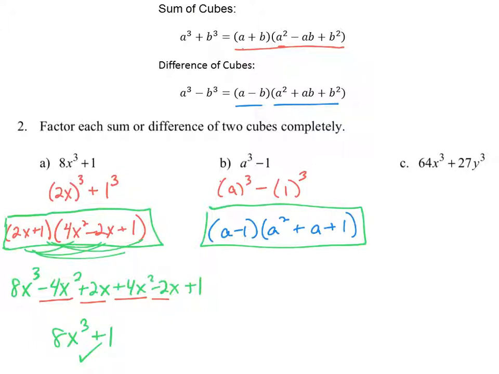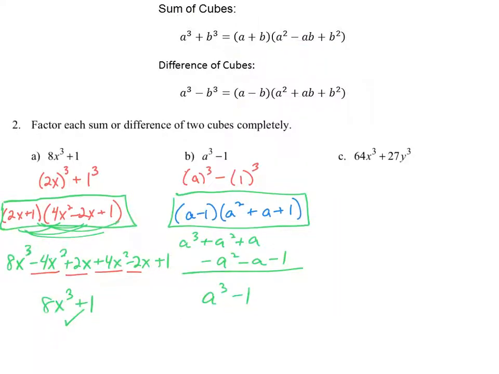We can use the distributive property to check our work. First distributing the a, we get a to the third plus a squared plus a, and then distributing the minus 1, we get minus a squared minus a and minus 1. By adding those and combining like terms, we get a to the third minus 1, which is what we started off with. So that's the correct factored form for the polynomial.